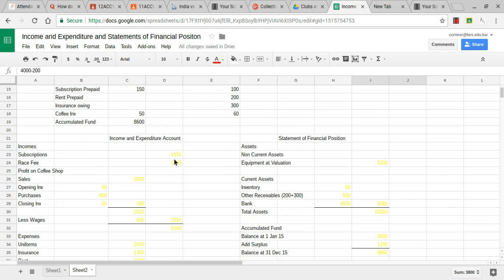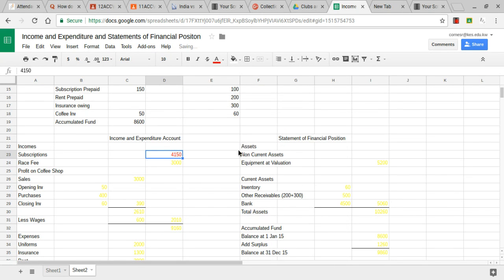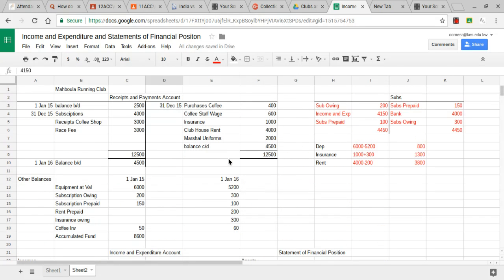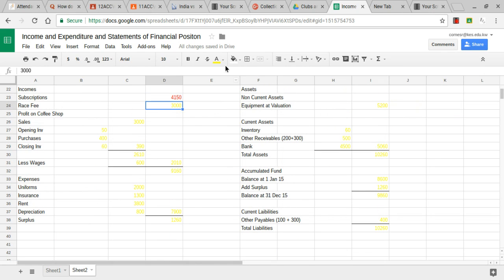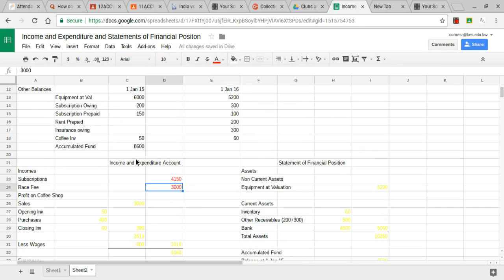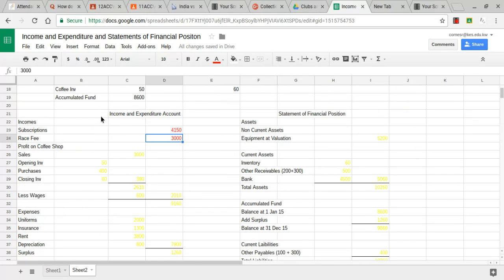So the subscriptions we know are 4,150. That was no problem. We also know that we've got some income from race fees, so that goes in. Now, if the question doesn't ask you to do a trading account, you can do, but otherwise, for something like this coffee shop that they're running, we could run that as a separate trading account. But we're not going to here. We're just going to put it in to the top half and record the profit as being an income.